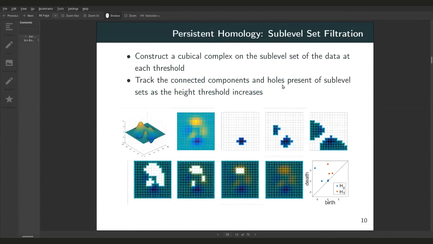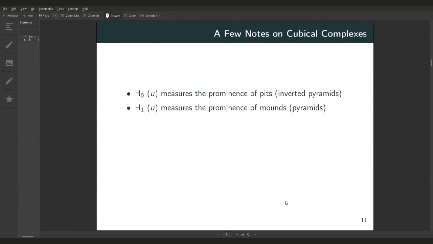So what we're going to use is a sub-level set filtration. We're going to construct a cubical complex and track the changes and encode it in a persistence diagram. So we pick a threshold and build a cubical complex and raise the threshold and track our homological features through this filtration. This gives us a summary of the peaks and of these pits, if you will.